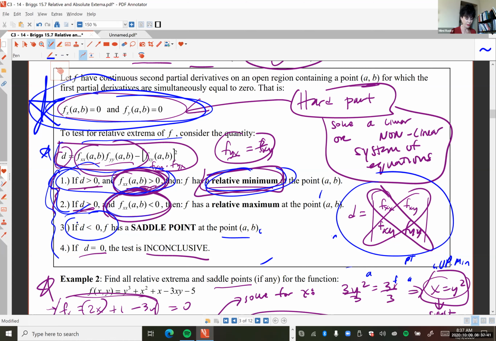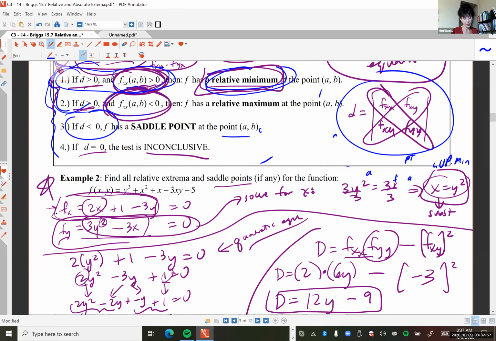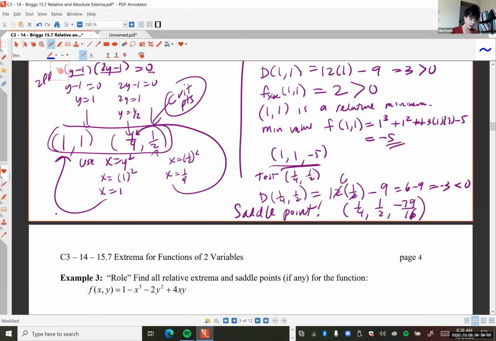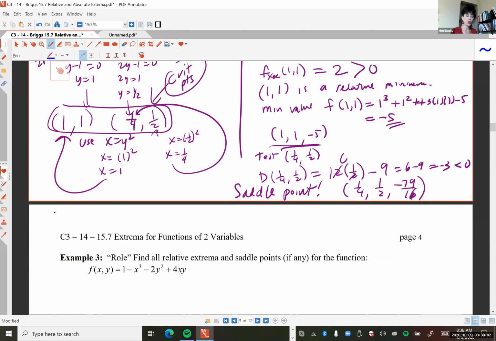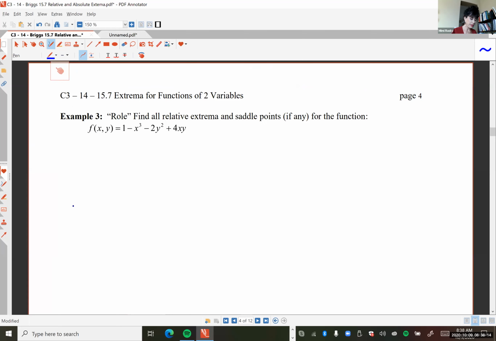We talked about what a saddle point was last time. Now, if your D is equal to 0, and this can happen, that means your test is inconclusive. That doesn't mean that there are no extrema or anything. There could be tons of extrema. It just means that this D test fails. So it's not always working for you. So at that point, you may have to go start plugging in values, or maybe even look at a table of values and try to figure it out. Computers can help also. Okay, so here is example 3.